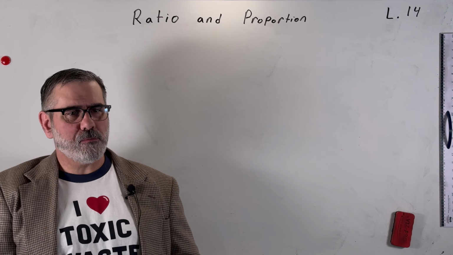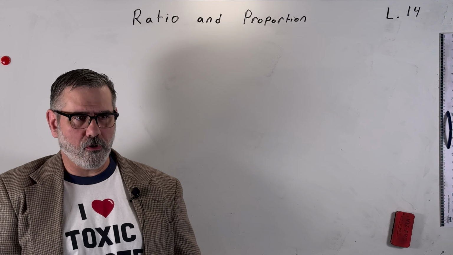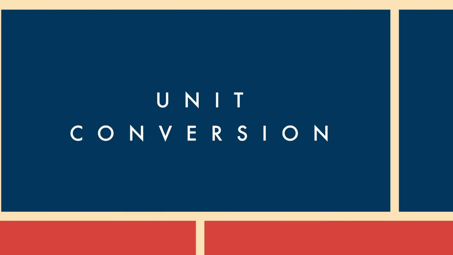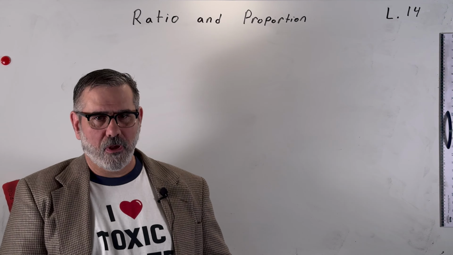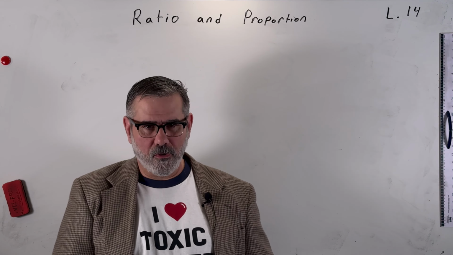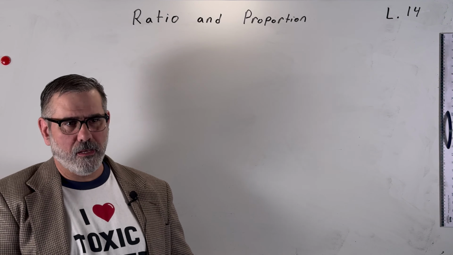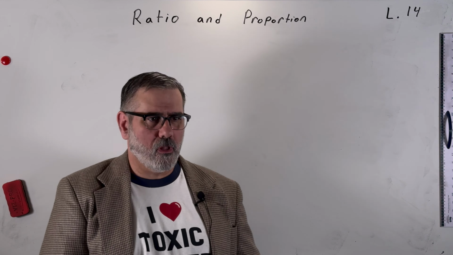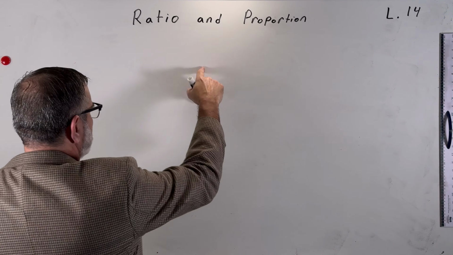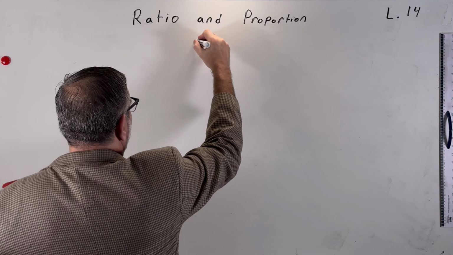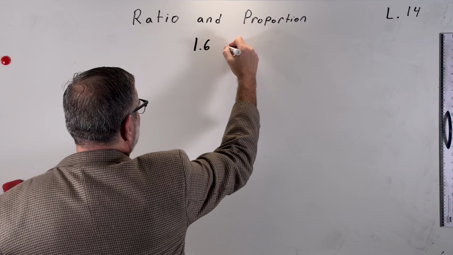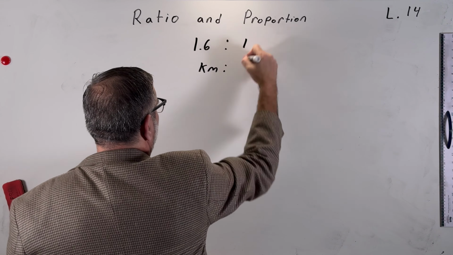Another really useful aspect of ratio and proportion is unit conversion. So for example, let's say we wanted to convert miles into kilometers. Because in the United States we use miles for units of distance, and in, well, pretty much everywhere else in the world they use kilometers. So what is the scaling factor for that? What is the conversion factor for that? Well, there are 1.6 kilometers to 1 mile.